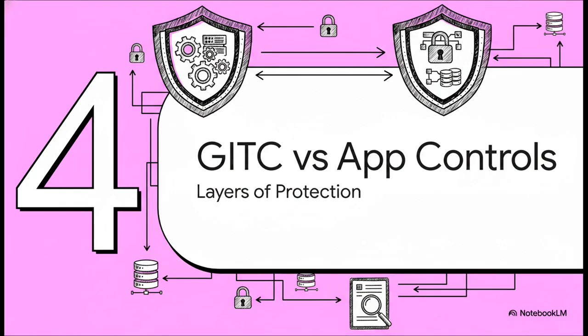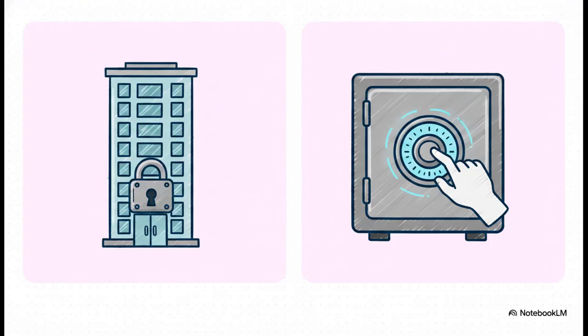Which brings us to Section 4, General IT Controls versus Application Controls. Let's look at these layers of protection. A great way to visualize how IT protects these networks is to think of general IT controls, or GITC, as the heavy locks on the front doors of a massive office building. They secure the overall environment. Application controls, well, those are more like the specific combinations to the individual safes inside that building. GITC secures the overall framework, while application controls ensure the accuracy of the specific transactions happening inside.